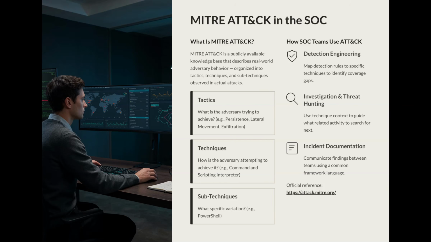For example, if an investigation identifies a particular attacker technique, I can use that information to think about what related activity I should search for next. It also gives different teams a common language. Instead of vaguely saying that we observe something suspicious, we can describe the behavior using a standardized framework.